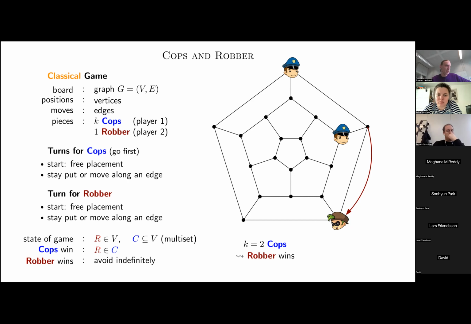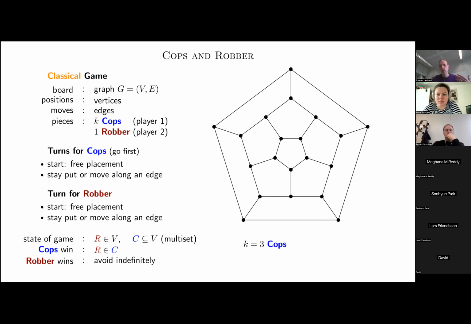Second little disclaimer, for technical reasons, all the graphs that I consider here are connected because the pieces cannot move between connected components. So we just assume that the whole graph is connected so that the whole board can be visited. Okay, so this particular graph, for two cops, the robber wins.